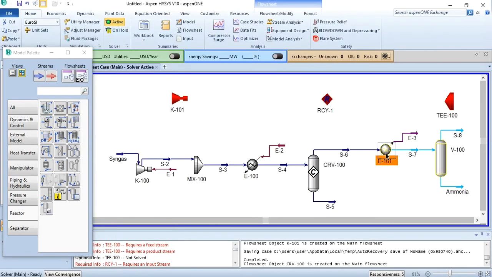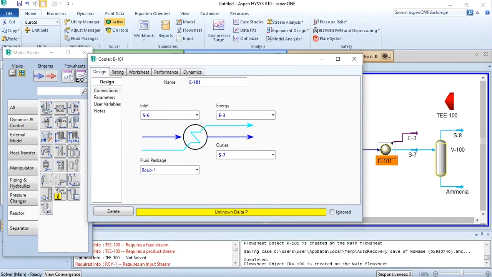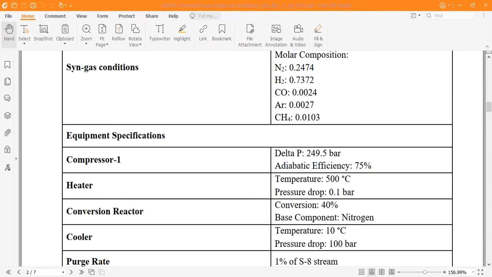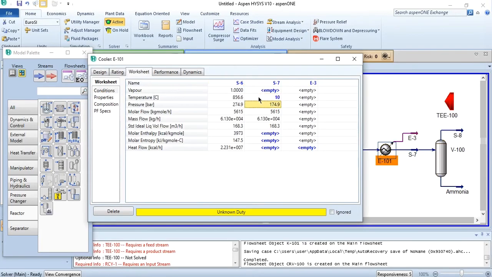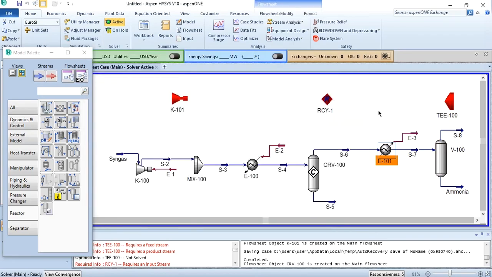So now you will go to this cooler. What are the specifications of the cooler? Outlet temperature is 10 degrees centigrade and pressure drop is 100 bar. As you can see, not only the cooler but the separator is also solved, because the degree of freedom of the separator is 0, just like the mixer.